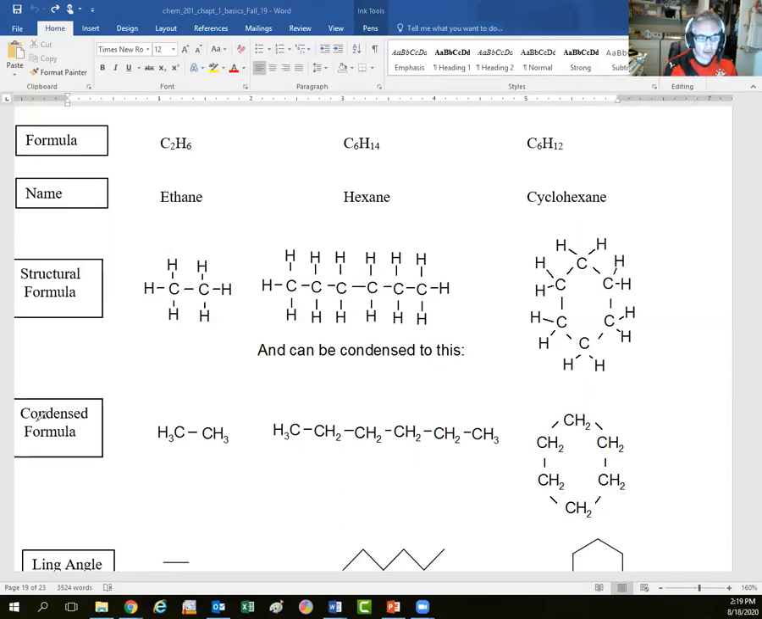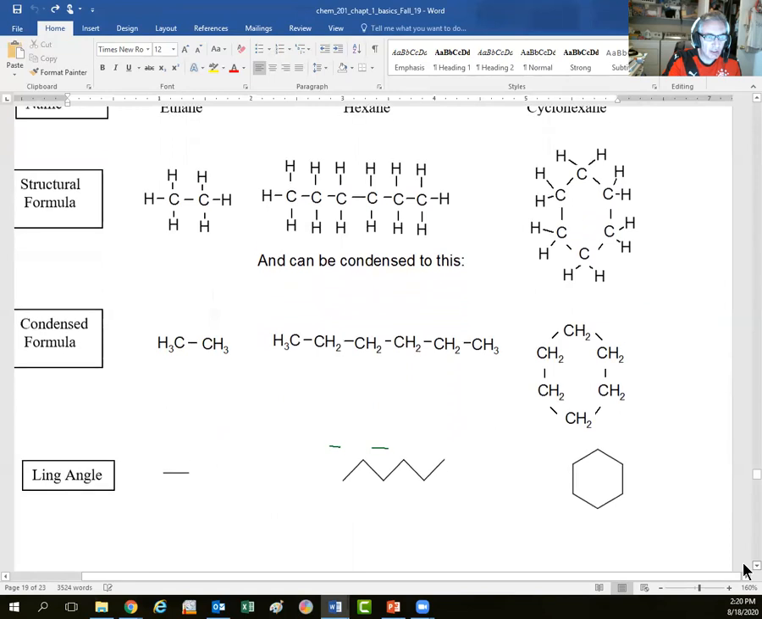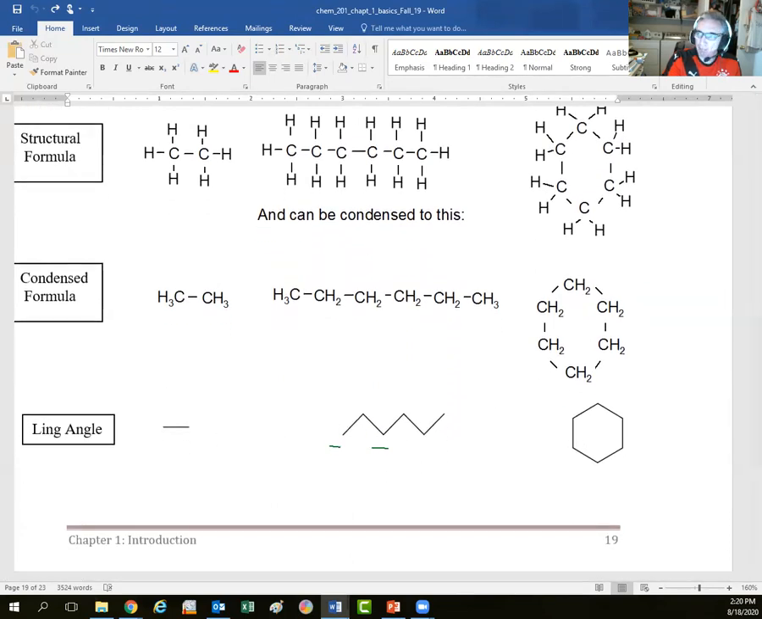Sometimes you'll see condensed structures used where they just emphasize the carbon to carbon bonds. But we still put in the number of hydrogens, and you just have to assume that there's a sigma bond each time for each hydrogen as it's attached to the relevant carbon. But what you're more likely to find is that authors in these textbooks take it a step even further and draw what we call line angle formulas. Let me try and get this all on the same page. Where the only thing it's drawn is the line, the sigma bond, for the carbon to carbon bonds in the molecule.